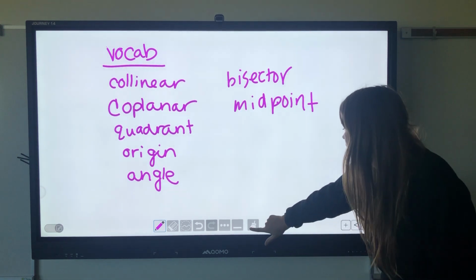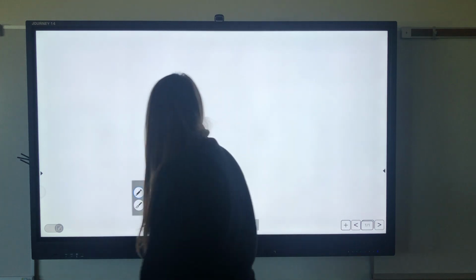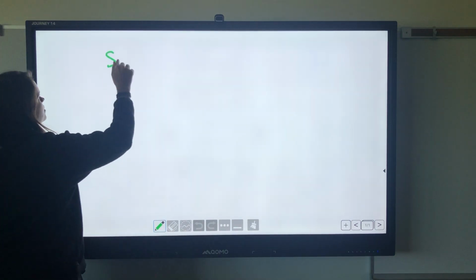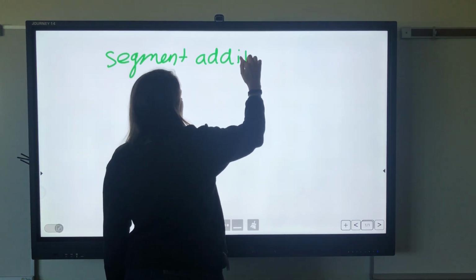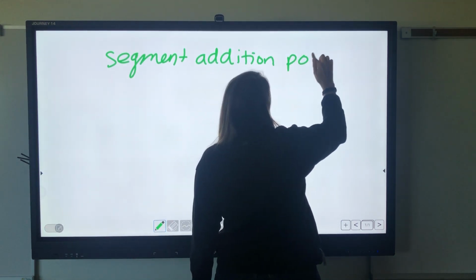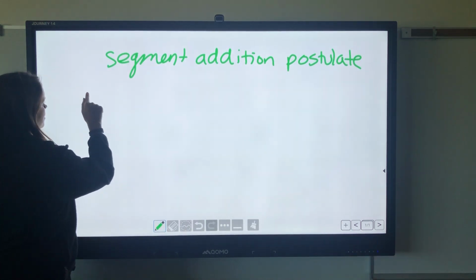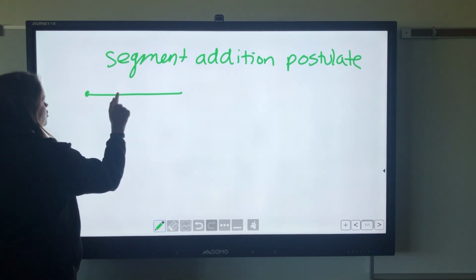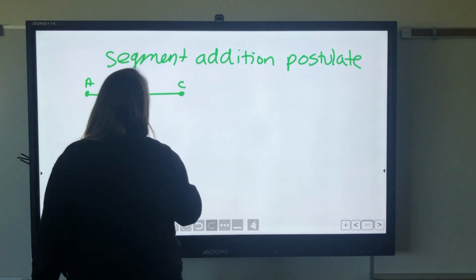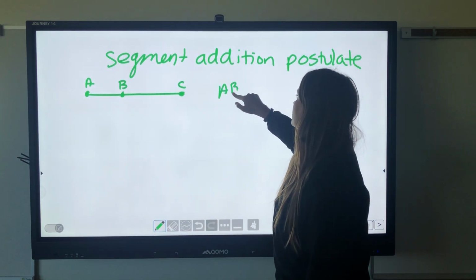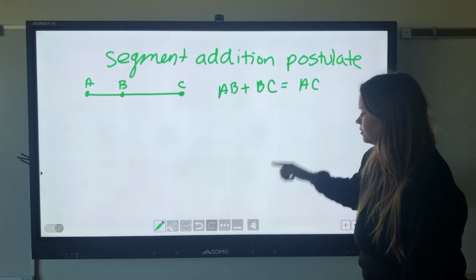All right. The next thing that will be on your test, those postulates. So make sure you know about the segment addition postulate. And that's the one that says, if a segment is cut into two pieces, then you know that the length of AB plus the length of BC equals the length of AC.